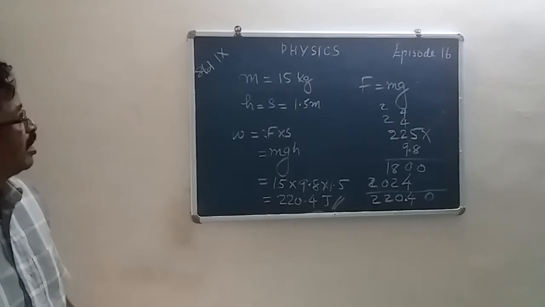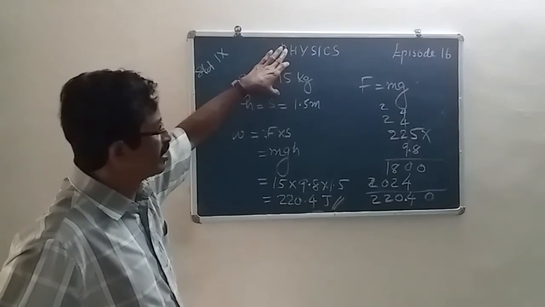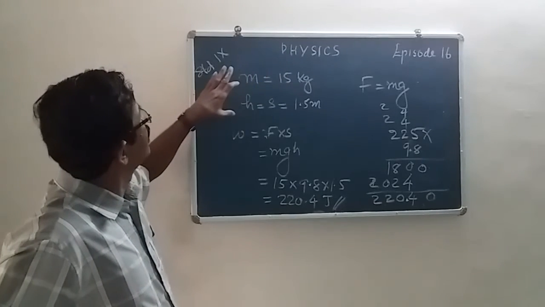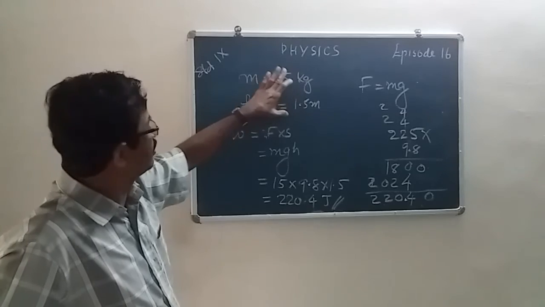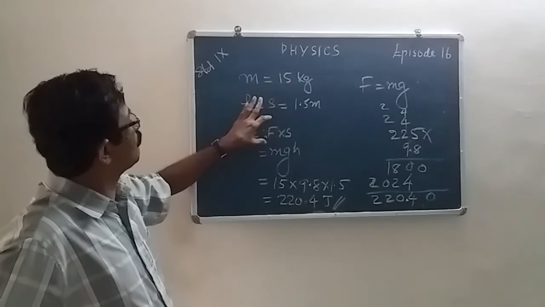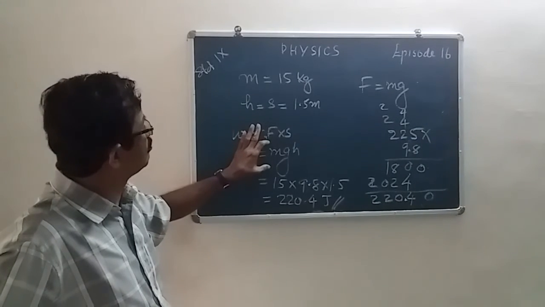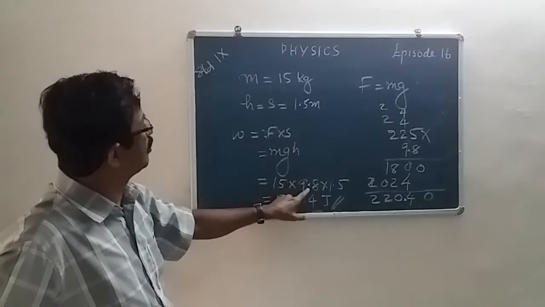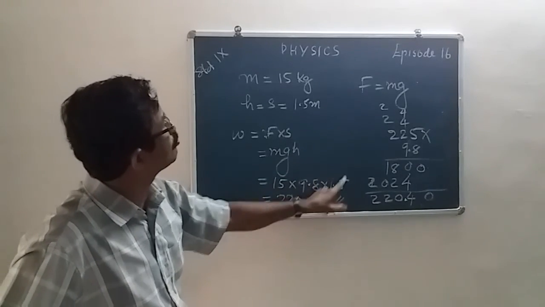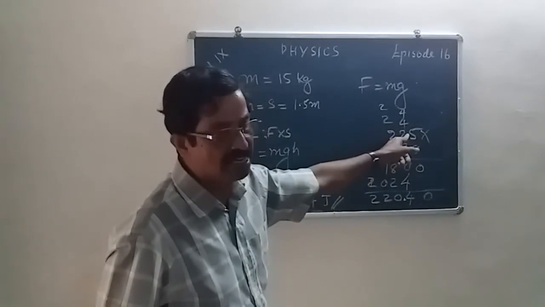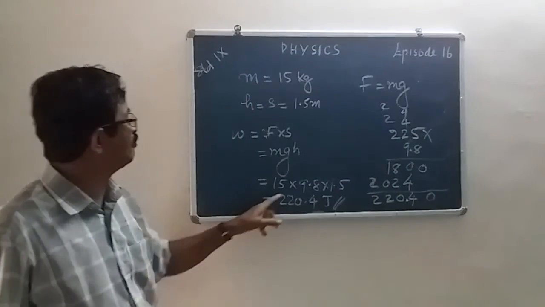Once again, a person lifts a mass of 15 kg to a height of 1.5 meter on his head. Work W is equal to force into displacement. But here force is gravitational force mg. So 15 into 9.8 into 1.5. We multiply 15 into 15 to get 225, put one decimal here, then with the 9.8, altogether 220.40.